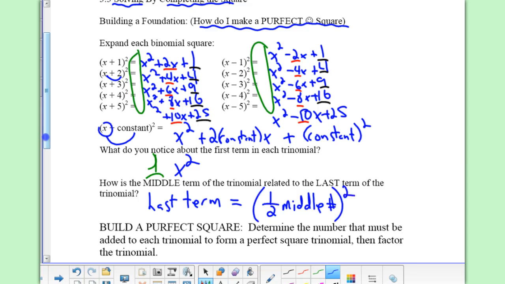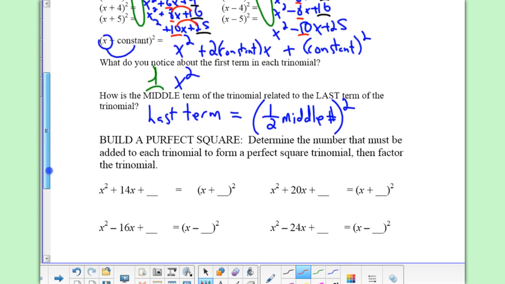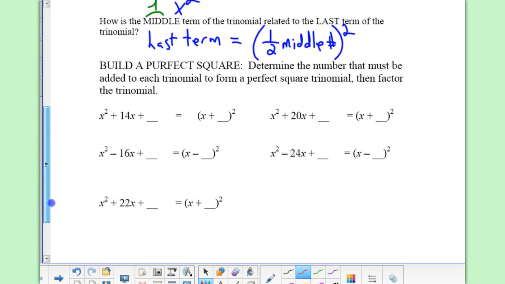And that pattern we're going to need. If you wonder what that means, look at all of the red numbers. If you took half of 10 and squared it, you'd get 25. Half of 8 is 4, and 4 squared is 16. That connection between the middle number and the last number is really important because we're going to use it right here.